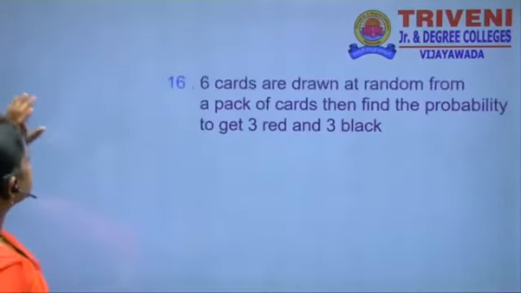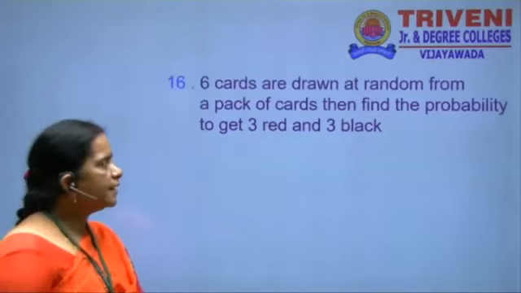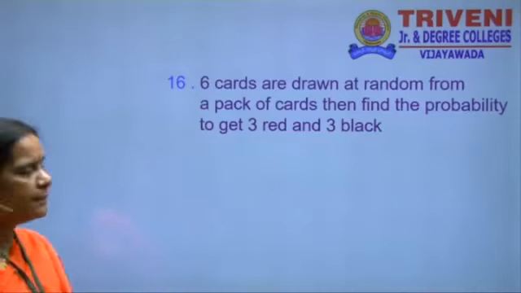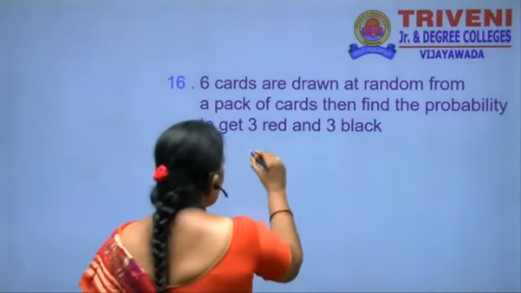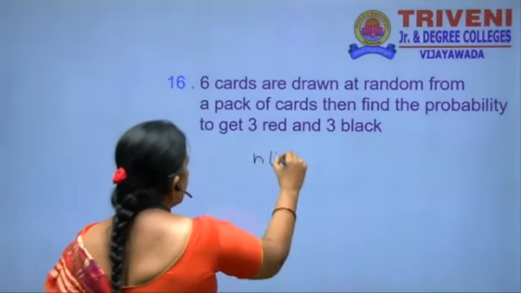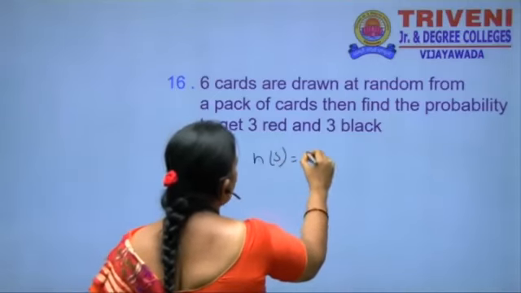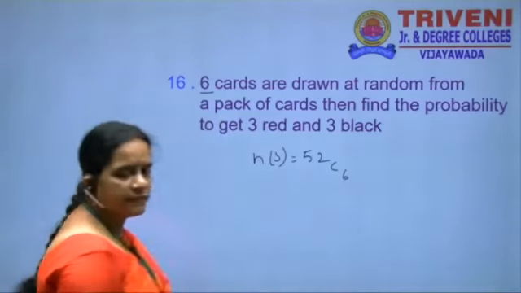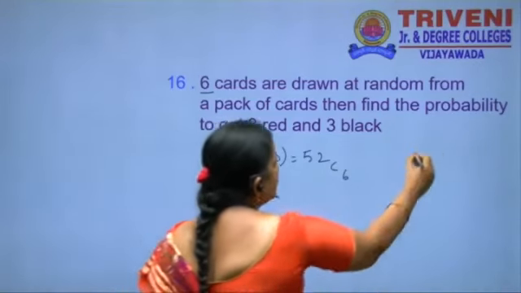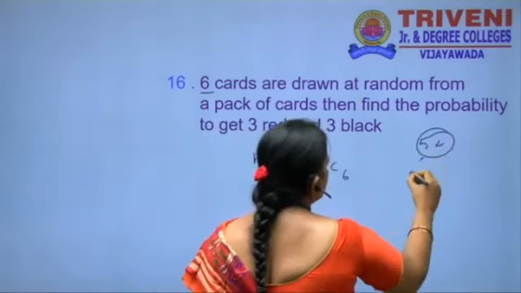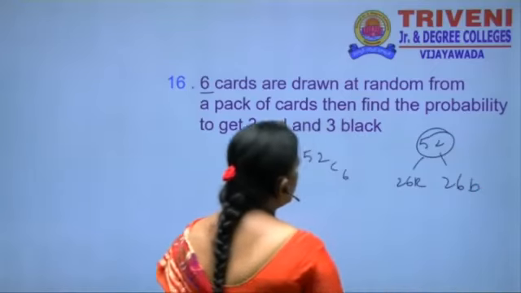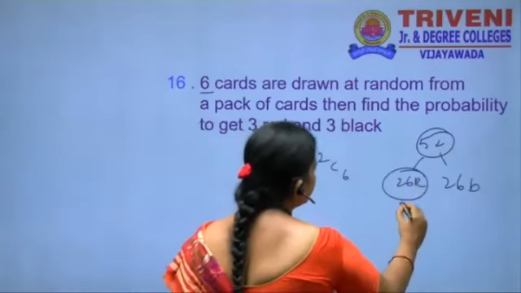Next one is, 6 cards are drawn at random from a pack of cards. Then find the probability to get 3 red and 3 black. In a pack of cards, n of S is equal to, how many cards we have to draw here? 6 cards. That is 52C6. Here 52 cards has 26 red cards and 26 black cards. We have to select 3 out of 26.